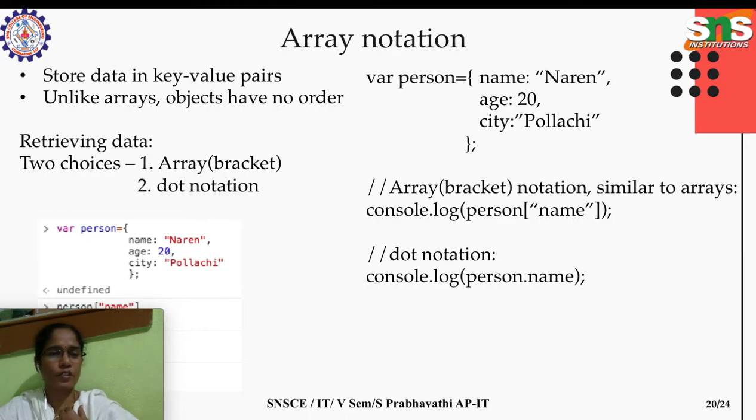Accessing or retrieving the object properties in two different ways. Okay, so here array notation doesn't speak about the array. Instead it speaks about retrieving the object values using array notation. We usually store objects in terms of key value pairs, it means the property and its values. Unlike arrays, objects have no order. As I said earlier in the first slide itself, in the introduction of objects, it doesn't follow any order.